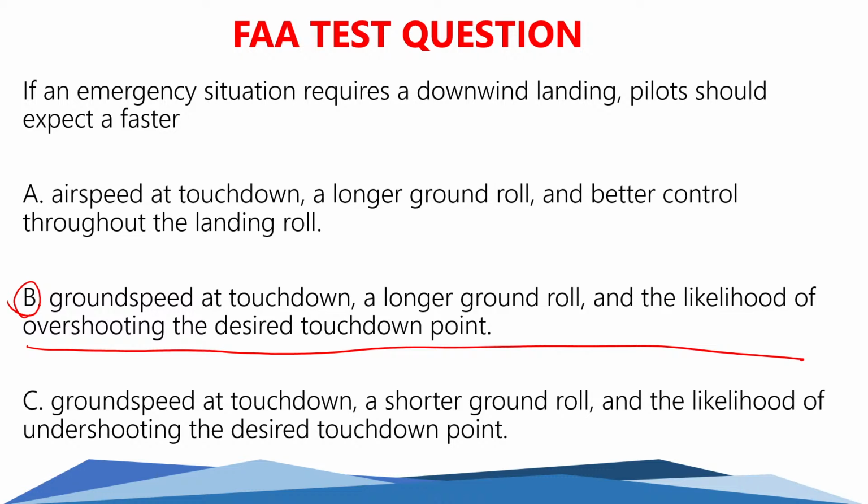So for those that answered C, it's actually incorrect because the ground roll will be longer at this point, and there's actually a greater likelihood of overshooting the touchdown. So that's the reason why we can't say undershooting. And if we want to get rid of that shorter to longer, that's the reason why C is incorrect on that. But good job, everybody.